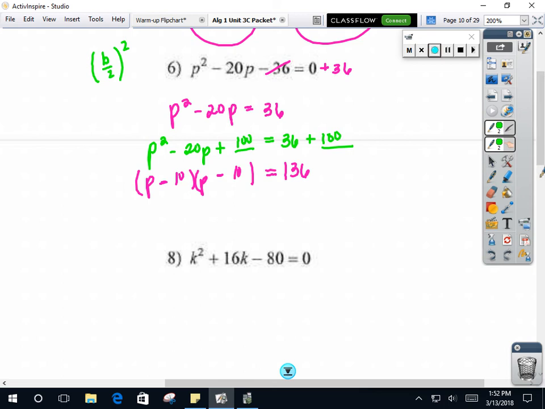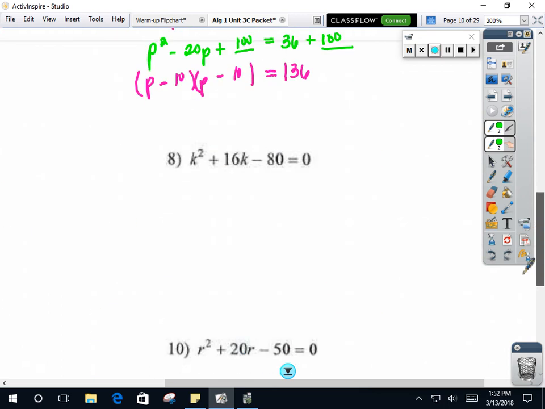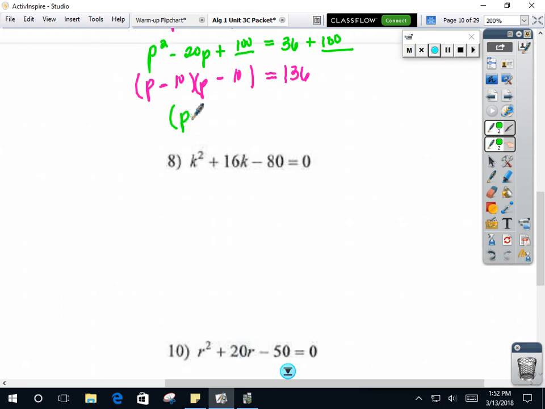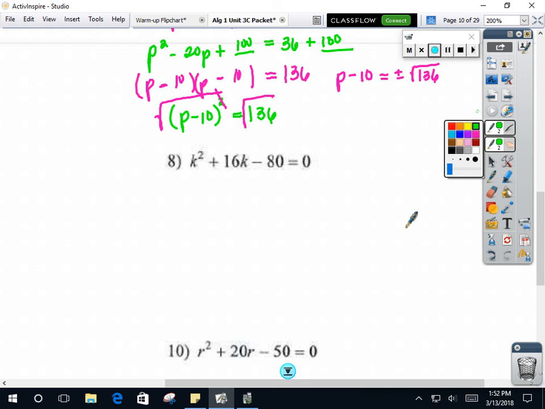Okay, now you write it once, even though there's two of them, and square it. And now what do you do? Square root, and then square root this side. Those cancel each other out, leaving p minus 10 equals plus or minus square root of 136. And now the last step is what? Add the 10 to the other side.